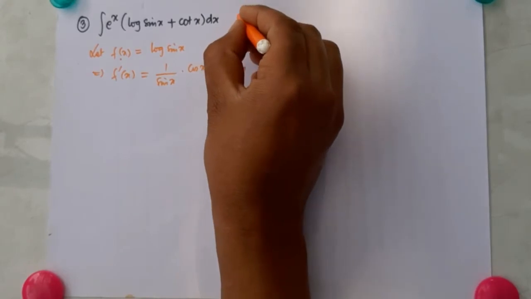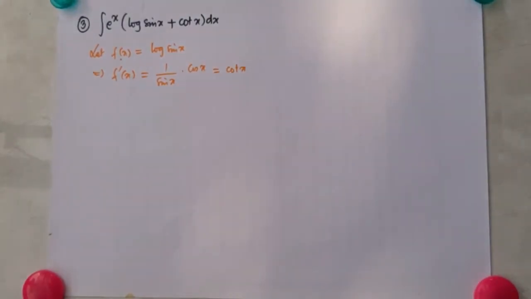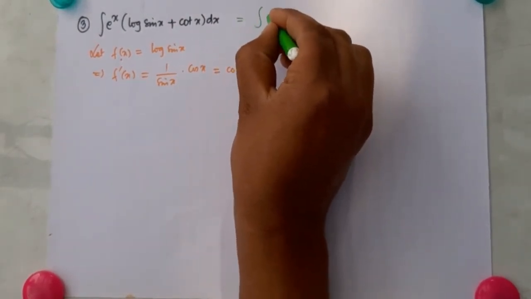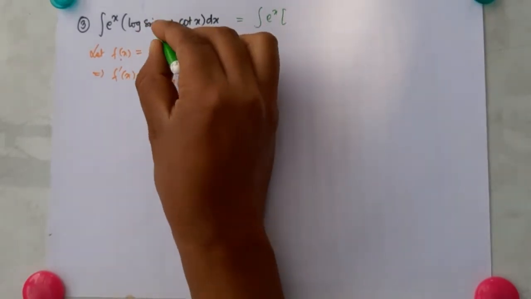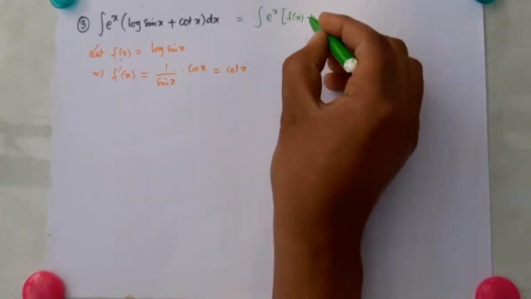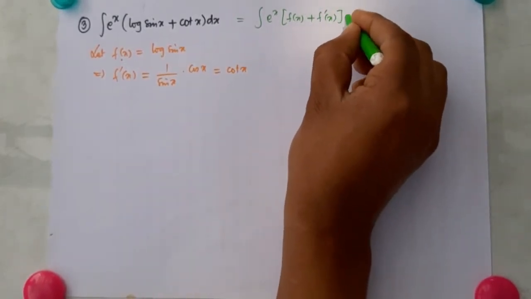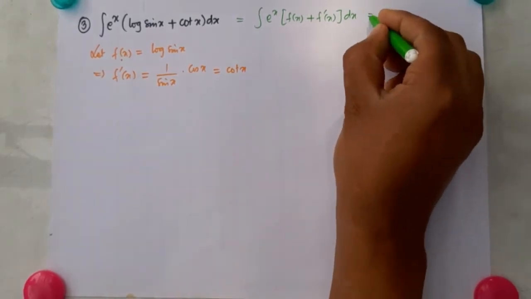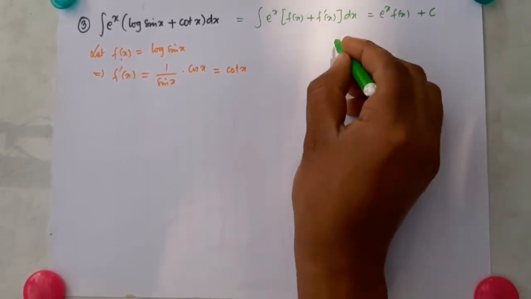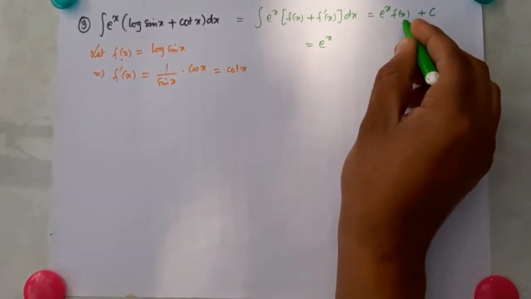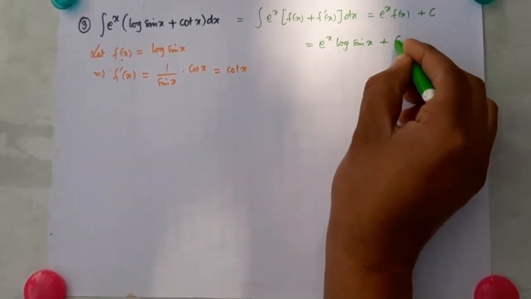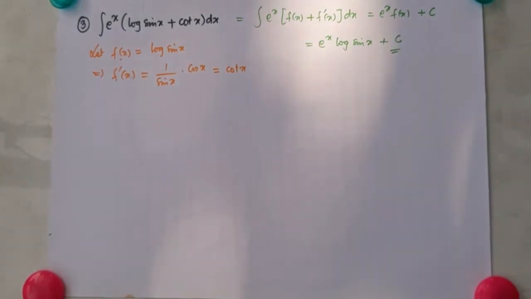So that's why this can be written as integral e to the power x. Okay, so what is this? This is f(x), isn't it? f(x) plus, and what is this? This is equal to f'(x) dx, and as per the formula my answer will be e to the power x f(x), isn't it? So with constant of integration, what is f(x)? In fact, f(x) is log sin x, with constant of integration. So this will be my answer for this particular question.